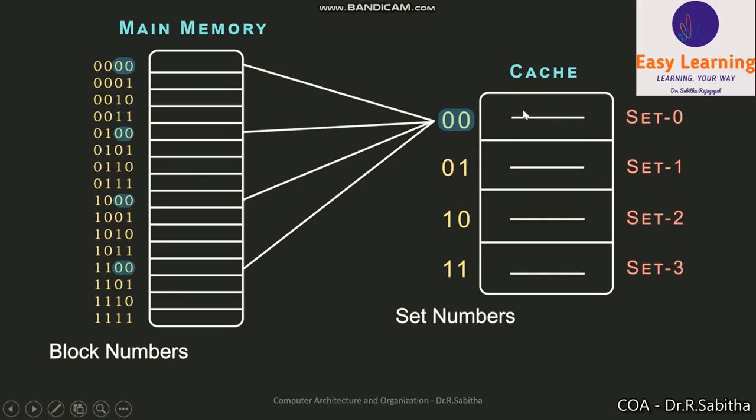Inside the set, you will have the freedom to choose where the block has to be stored. It could be either in the first part of the set or in the second part of the set. In this example, we have two lines only. So this block 0000 could be placed either in the first line of set 0 or the second line of set 0. So here comes the concept of associative mapping.